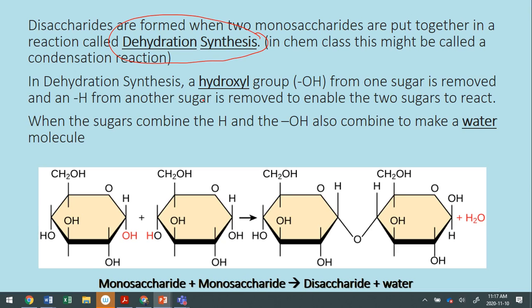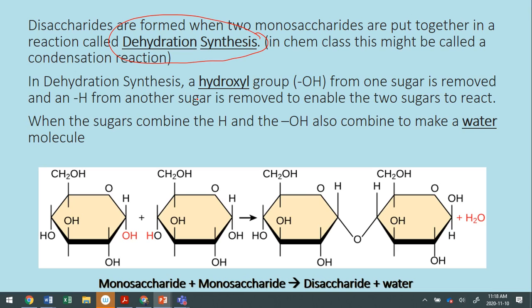Did anybody take chemistry last quarter? Is anybody taking chemistry this quarter? Okay, that's good. It's a hard class, so I'm glad you're not taking bio and chem together. Eventually, if you are going to take chemistry, your chem teacher is not going to call this dehydration synthesis. They're going to call it a condensation reaction. So just be aware that it's the same thing. In chemistry and biology, we just call them by two different names.